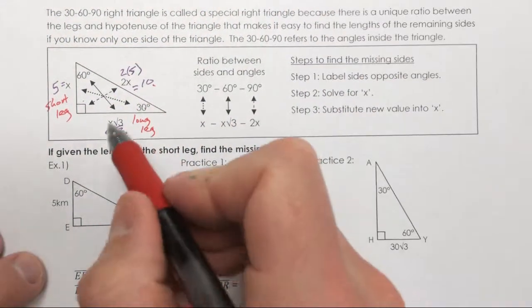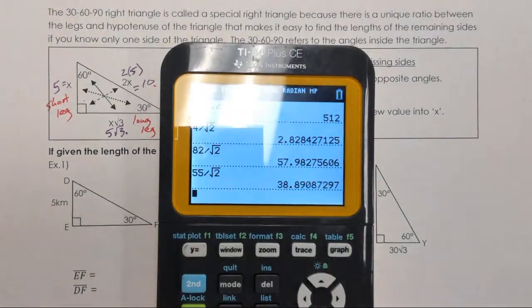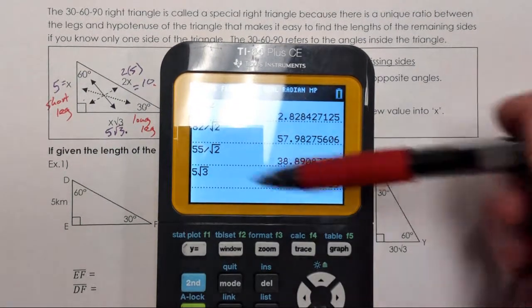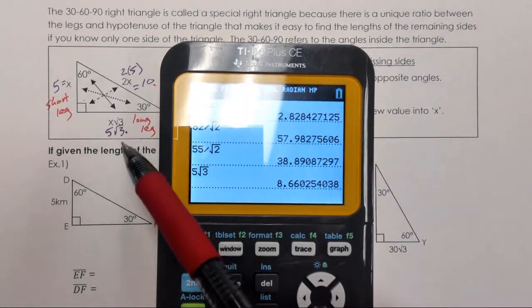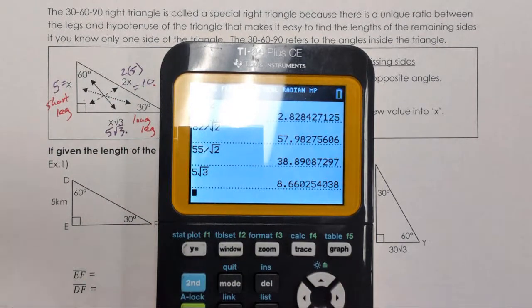And I'm never going to convert 5 square root 3 to a decimal. But if you want to, just to check what I said about it being the middle length segment, 5 square root 3 ends up being roughly 8.7, and that is the middle length here. Since the middle angle is opposite it, it's going to be the middle length.